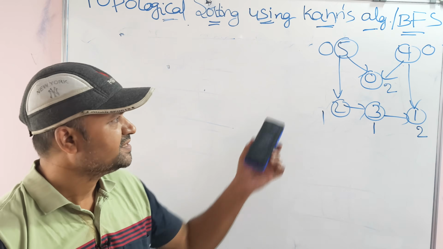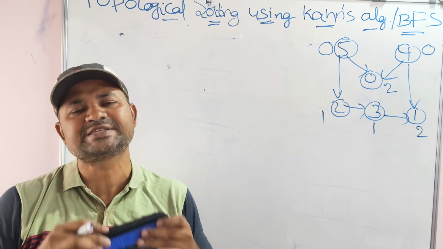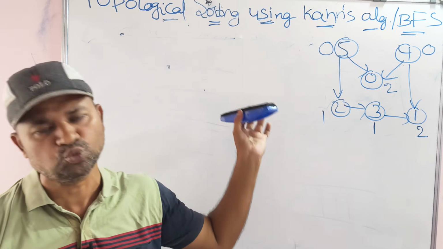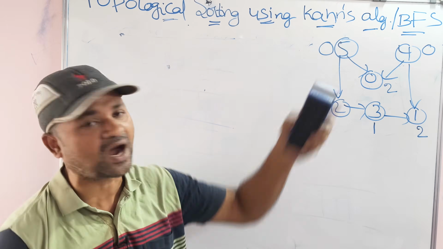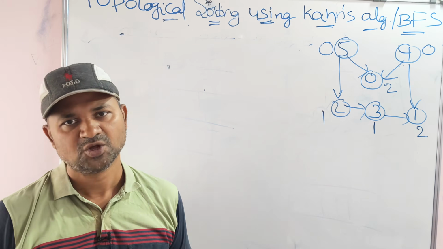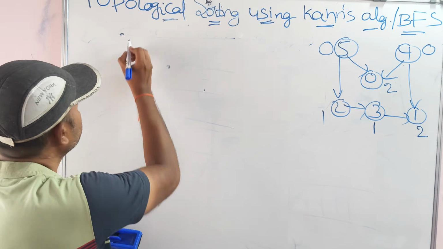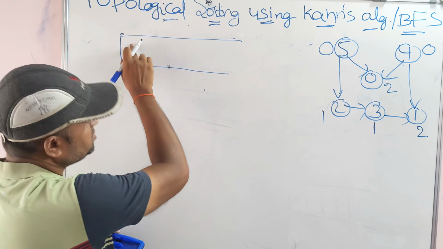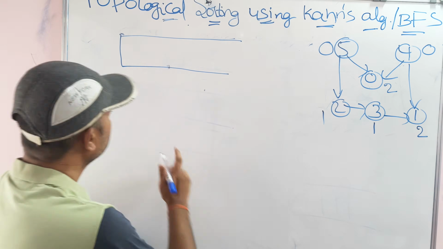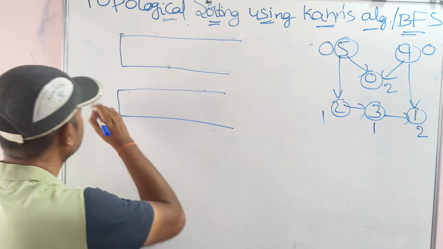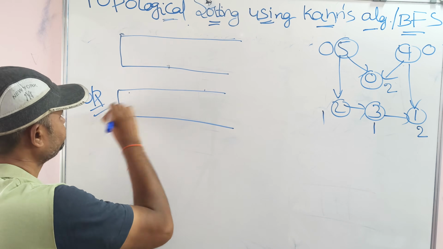Next, select the vertices whose in degree is 0 and add them to the Q. Why? Because we are using Kahn's algorithm here. Kahn's algorithm means BFS algorithm, and we know BFS uses a Q for its implementation. Here we are using two Qs: the first Q for storing the vertices whose in degree is 0, whereas the second Q is for storing the output.